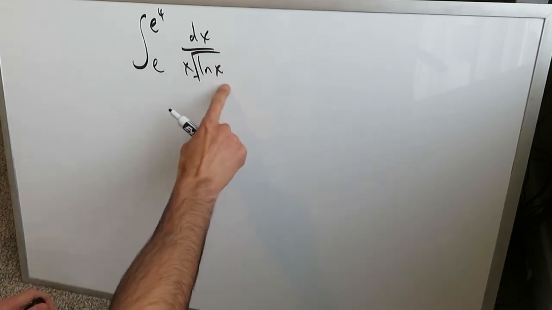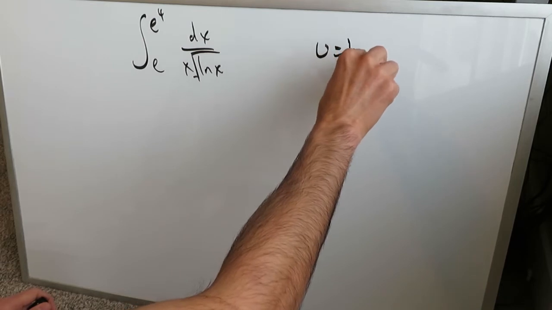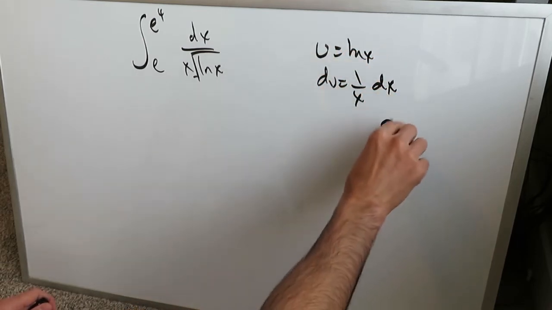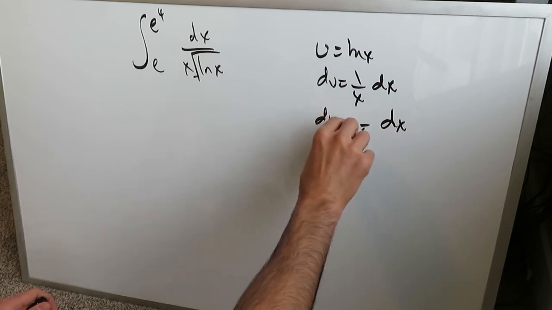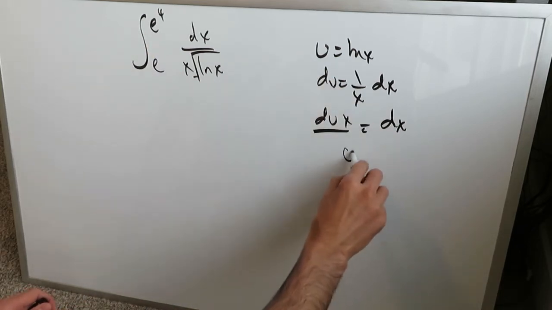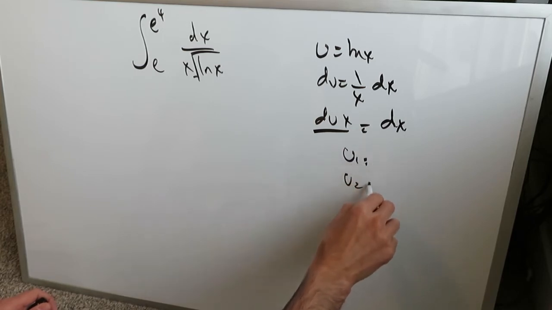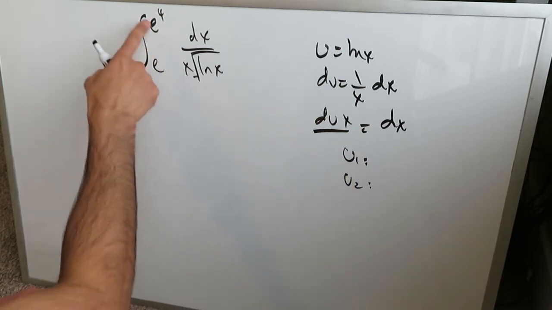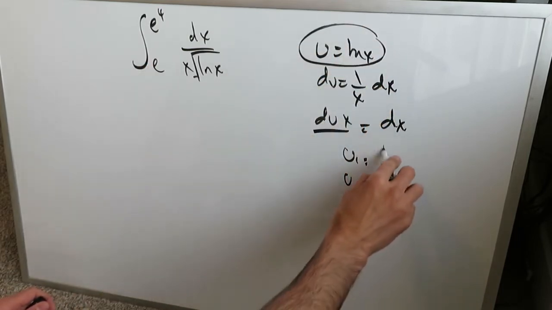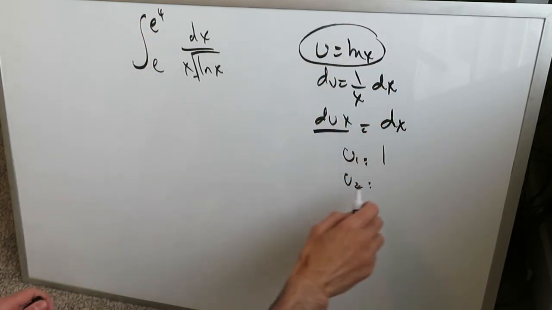Our composite is over here. u is equal to natural log x, du is equal to 1 over x dx, and dx is equal to x du. But you've got to get the new intervals, u1 and u2. The e values will be plugged in right over here. Natural log of e is just 1, but natural log of e to the 4 will just be 4.